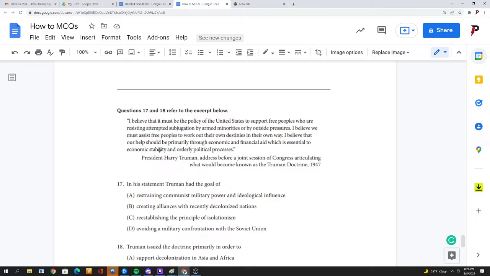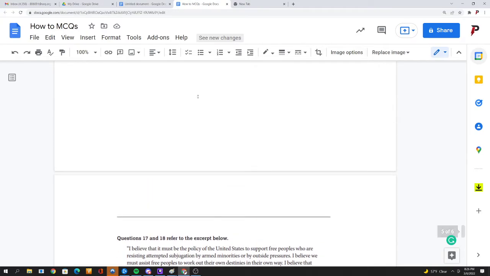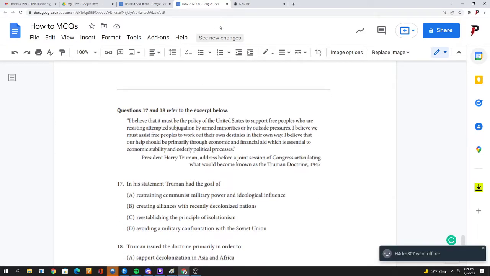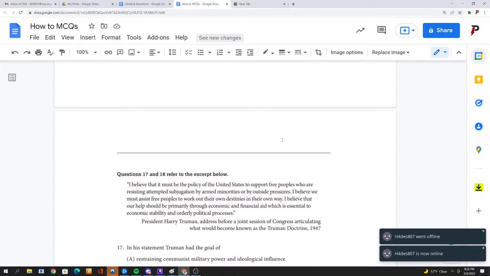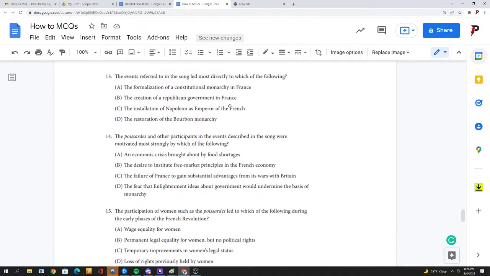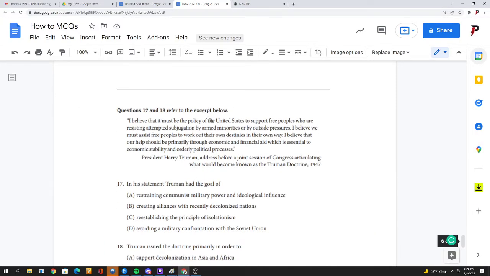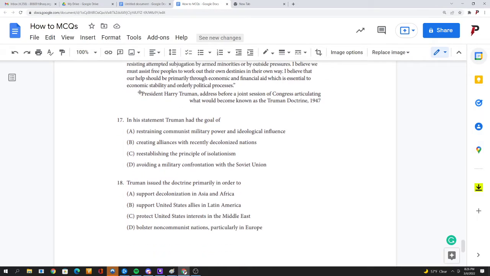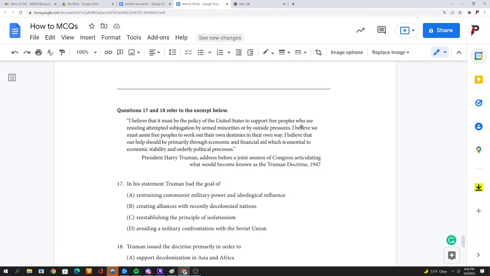So what I can best provide you as a tip is read what person is making that statement, because if you are able to do that, then you are most likely able to understand what direction this passage is going. I know President Harry Truman was against communism, and if this was a much larger text, would I really want to read this? Probably not. I would just know that if President Harry Truman is against communism, he would probably want to restrain communist military power and ideological influence. See how quick that was? That's the beauty of knowing people. Know your people. All right?